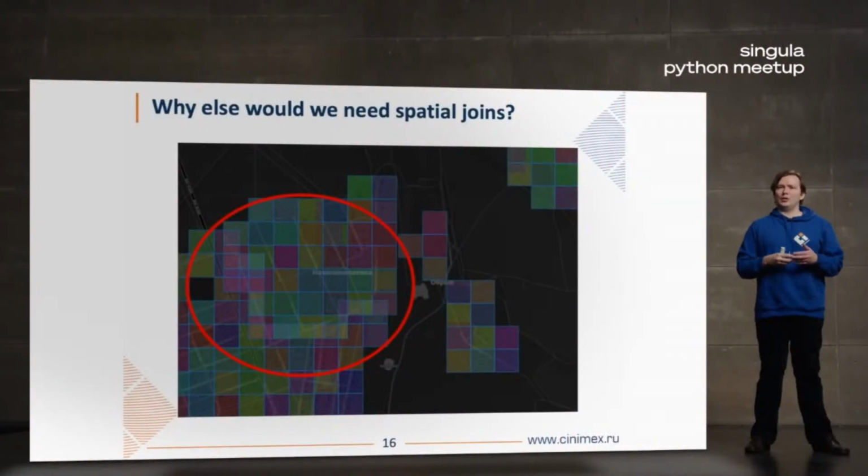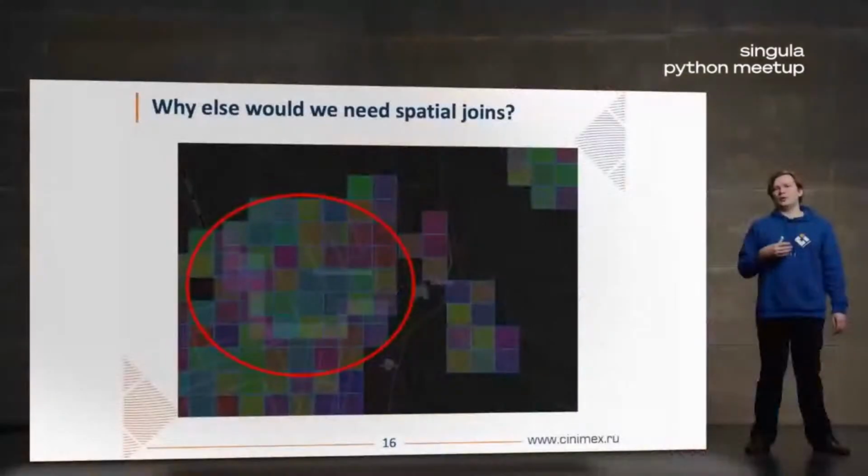Why else can we use such spatial joins? For example, we can look at a real-life problem of tessellation. We faced it on a real project when we had to make a tessellation for the Russian Federation. The Russian Federation is a big country, but its area is not very populated. Only 20% of Russia is populated. So we made our tessellation based on cities and towns.